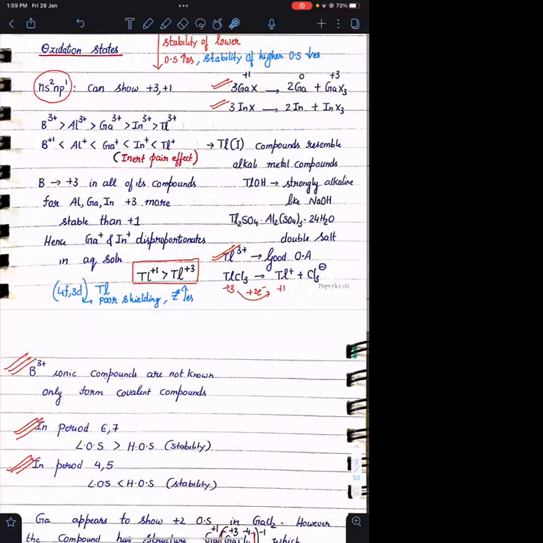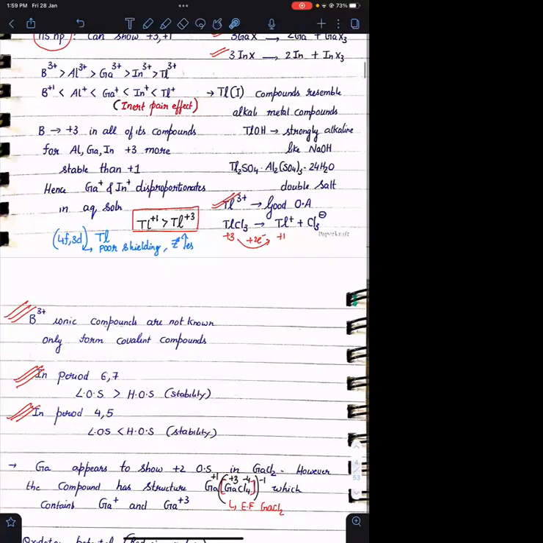Thallium compounds resemble alkali metal compounds. मतलब thallium +1 जो है, it will be forming a hydroxide similar to that of alkali metal hydroxides. TlOH similar to that of NaOH. It is also a strong alkali. Alkali metal compounds में और alkali metal ions में +1 oxidation state वाले.